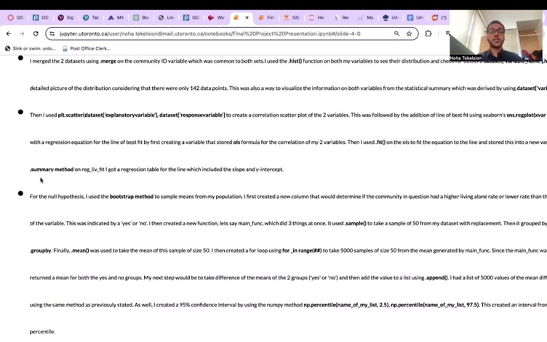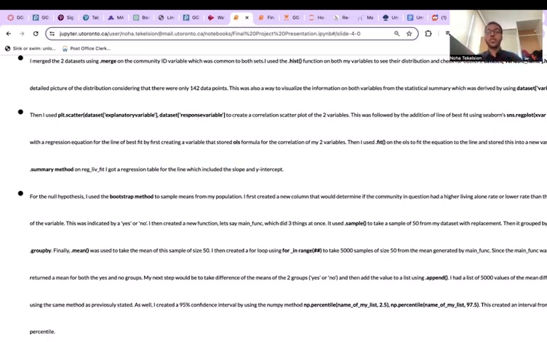And then for the null hypothesis, I used the bootstrap method to sample means from my population. I basically created a for loop that would take a sample of size 50 from my population based off of a variable I had created, which was above average living alone rates. Above average living alone rate would consider which communities had above average rates of living alone compared to the median and designate them as yes or no. This was a new column.